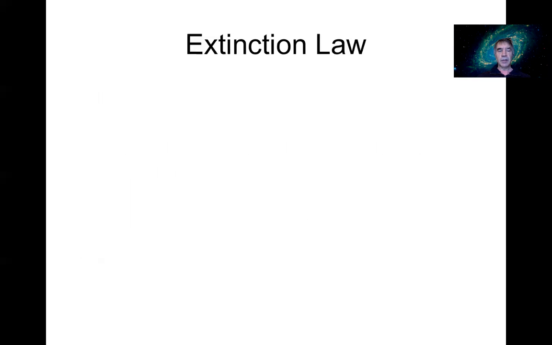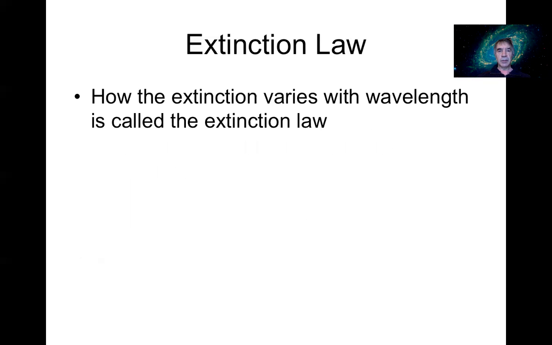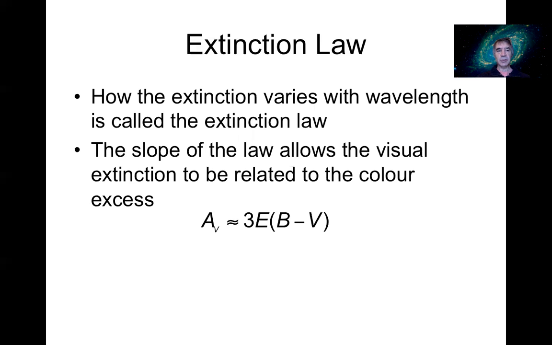Okay, so let's look a little bit more closely at how the extinction varies with wavelength. So this is invariably called an extinction law, even though it's a totally empirically derived sort of curve, and it's not really a law at all, but that's the name that it's given. So basically the extinction law is just how, if you plot A lambda as a function of wavelength, then that's the extinction law. I'll show you a diagram in a moment.